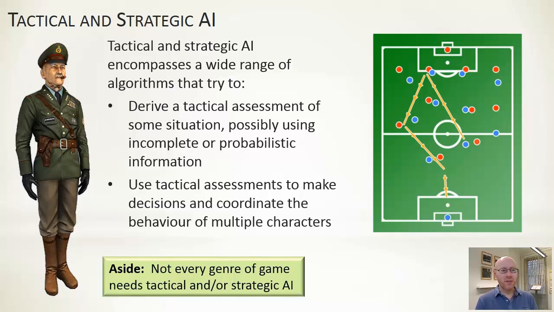The forms of tactical and strategic AI that we'll look at, this is a large area, and you can see here that, basically in terms of defining what we've mentioned, it is driving a tactical assessment or making decisions or coordinating multiple characters. We very much are only going to scratch the surface of this, so we'll look at a few example mechanisms whereby we can get in some tactical or strategic information, and to give you a few illustrations of how it is used.